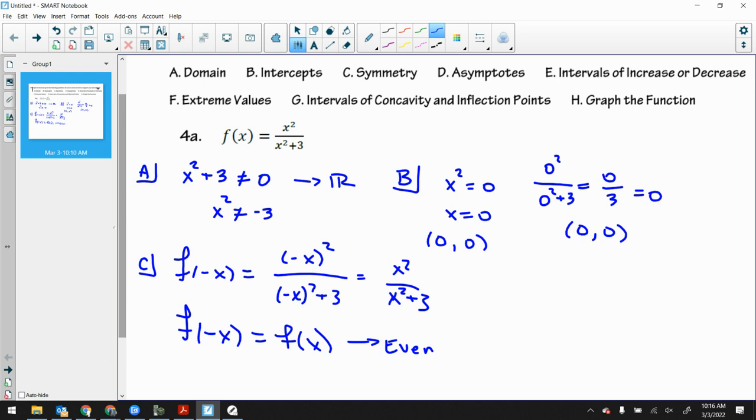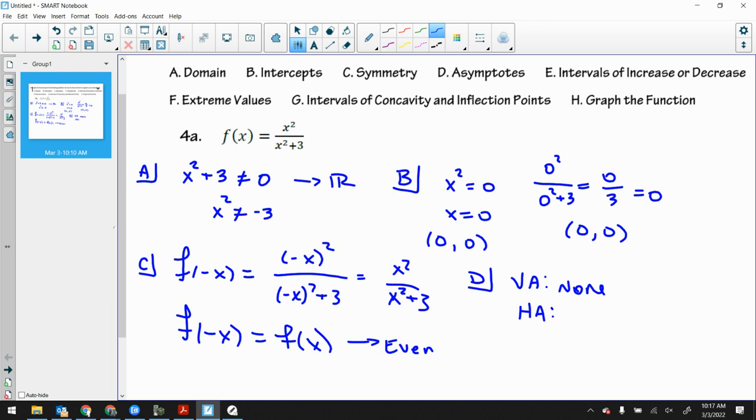So we have D, the asymptotes. Remember, for any rational function, I would look for the vertical asymptotes where the denominator can equal 0. Well, in this case, we've already found that. Does that occur? Does that happen? No. So are there any vertical asymptotes? No, not in this case. So vertical asymptotes? None. Now horizontal asymptotes, that's a different story.